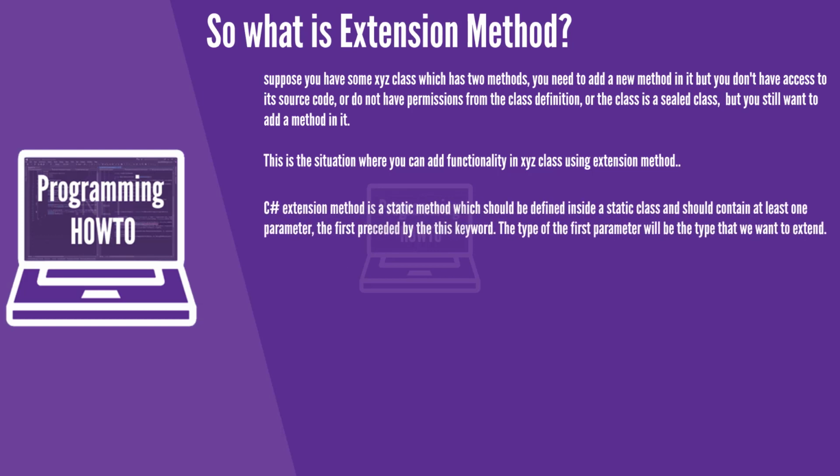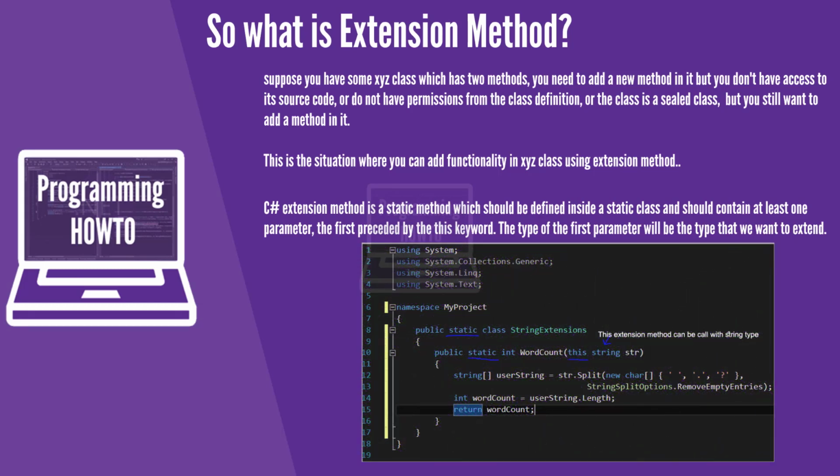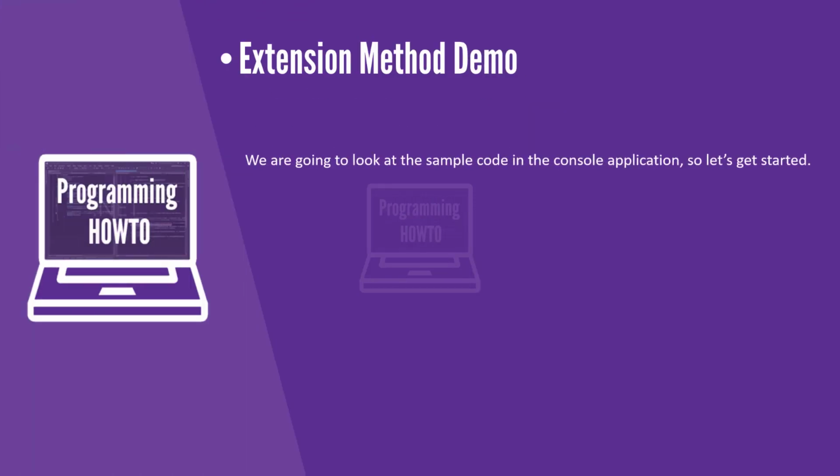C# extension method is a static method which should be defined inside a static class and should contain at least one parameter, the first preceded by this keyword. The type of the first parameter will be the type that we want to extend. We are going to look at the sample code in the console application, so let's get started.